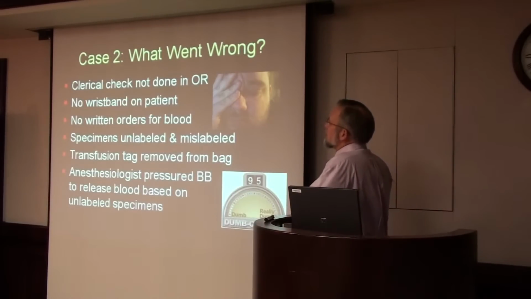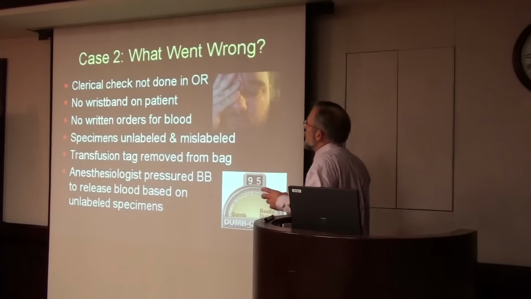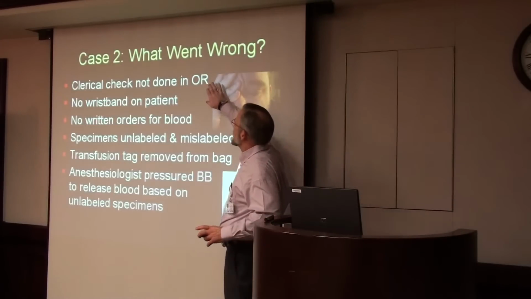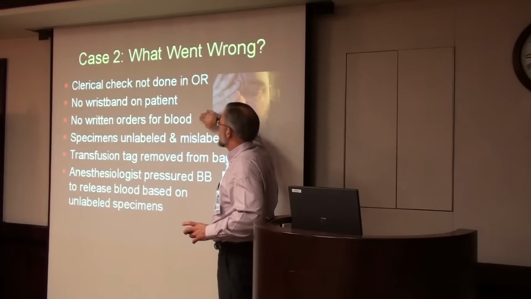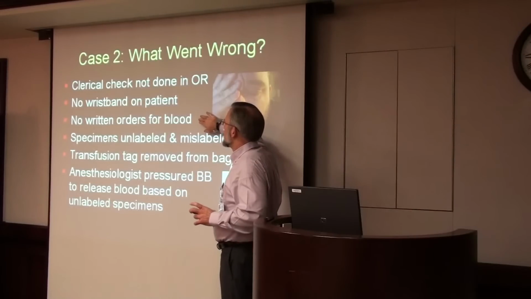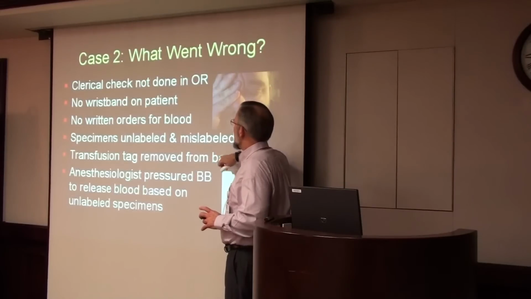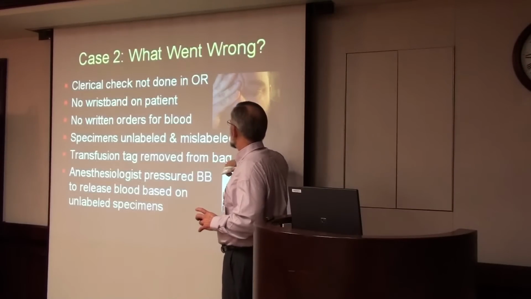So what went wrong in this case? Well, we didn't have a clerical check of the patient in the operating room. We didn't have a wristband on the patient. We never received written orders for blood. We were doing all this verbally. We had an unlabeled and a mislabeled specimen. The transfusion tag on the units that were returned had been cut off the bags.